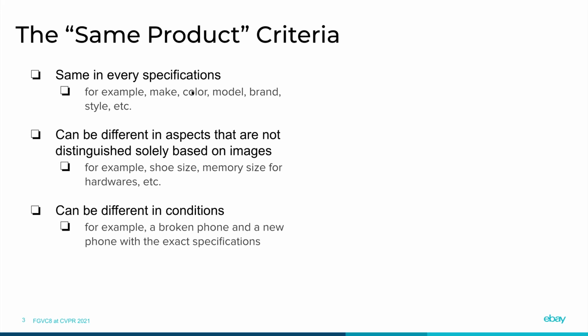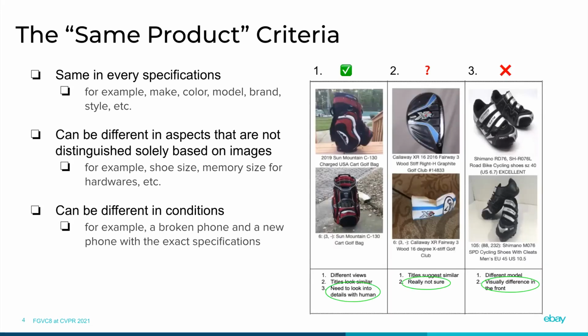It's worth mentioning that the aspect space is very large considering the diversity of these datasets, so each pair annotation needs to be carefully reviewed. Two products can be different in condition. For example, we consider a used phone and a new phone to be the same if they are the same in all specifications. Let's quickly review some examples in the right figure, which shows 3 pairs of similar products.